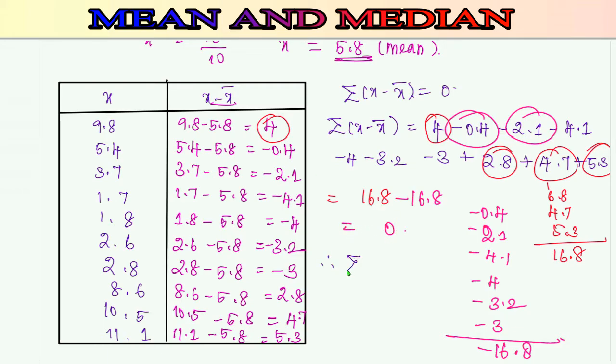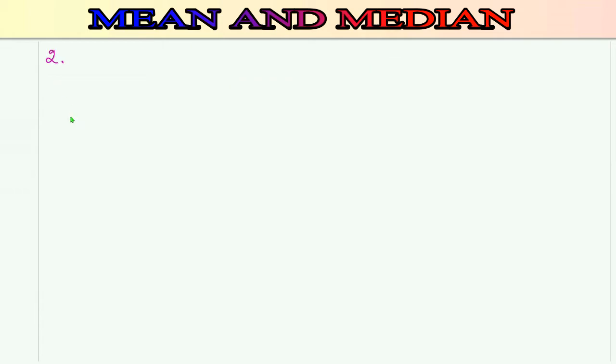Therefore, the sum of deviations of x minus x bar is always 0. So this is the first property. Now we will move to the second property. If x bar is the mean of n observations, where the observations are x1, x2, x3, etc. xn, the mean for these observations is x bar. So this is a given sequence.